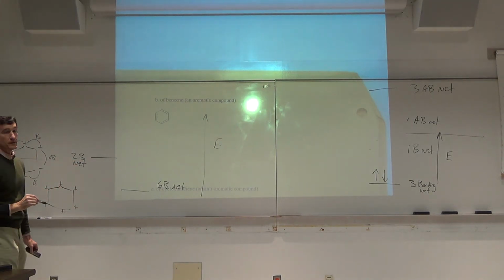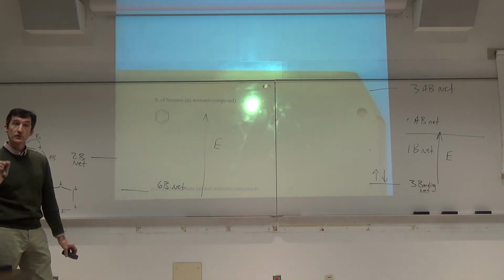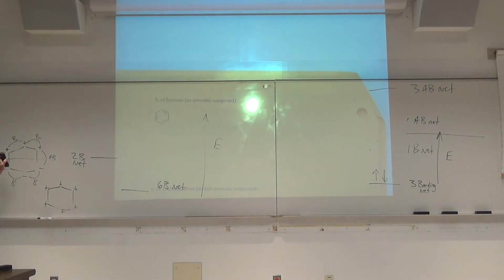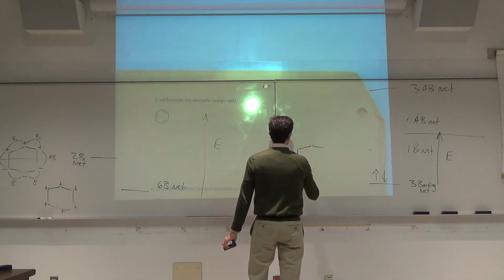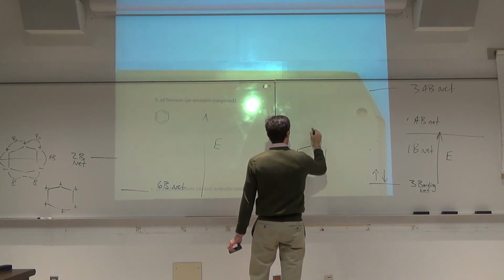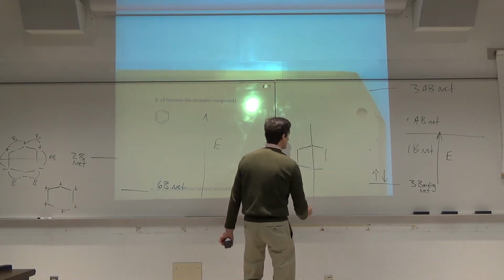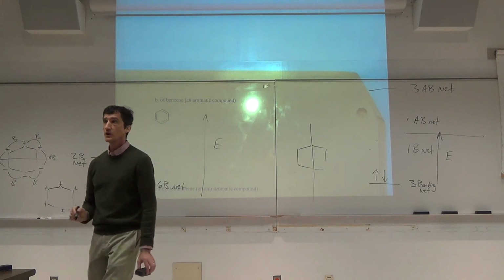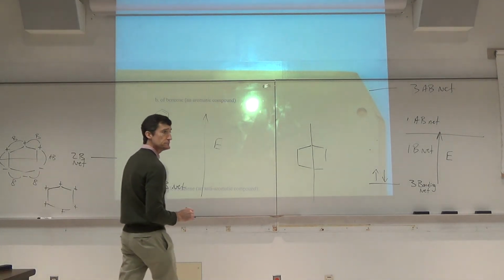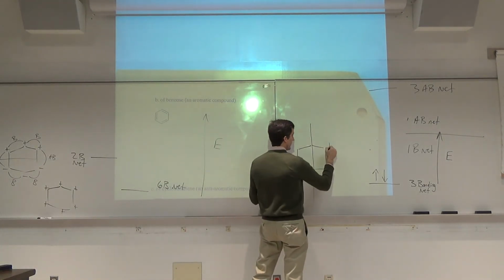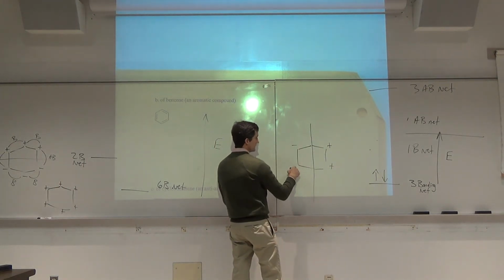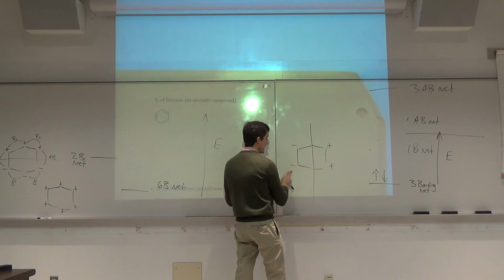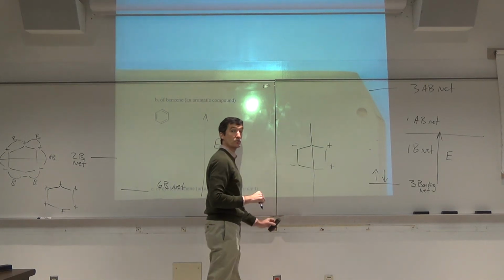Well, guess what? Because it's cyclic, there's another way to draw one with 2 bonding net. There's another way to draw one with just 1 node. That is, we can put the node right through here, actually right through 2 carbons. If this is plus, what is this? If this is minus, what is this? Minus. And here, there's no electron density on 2 carbons.